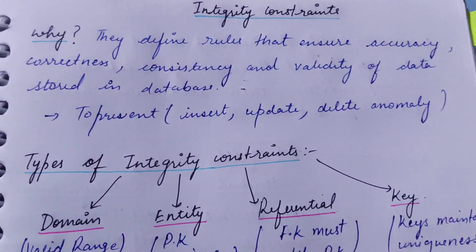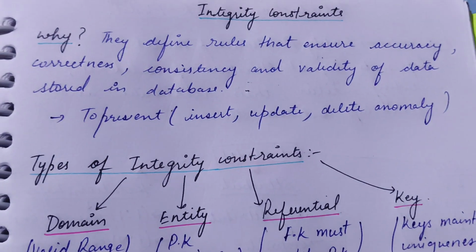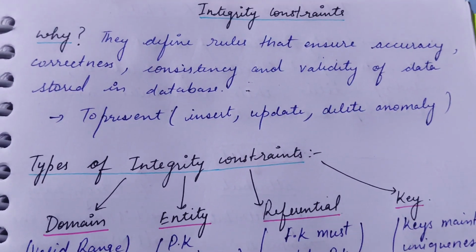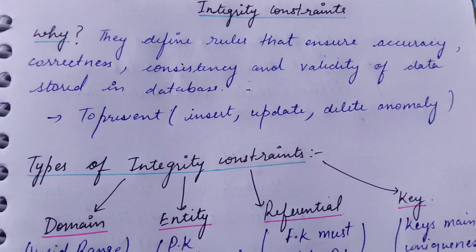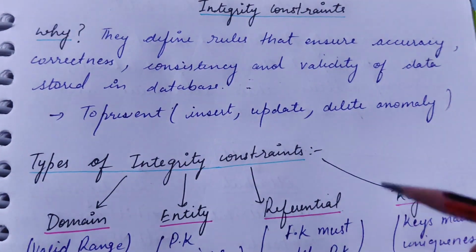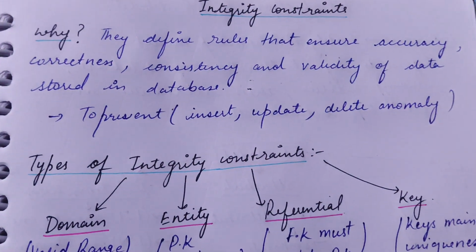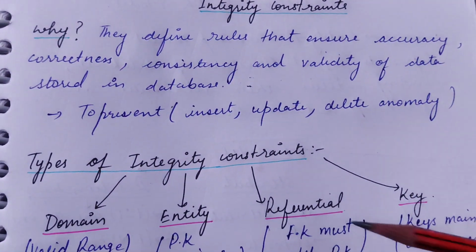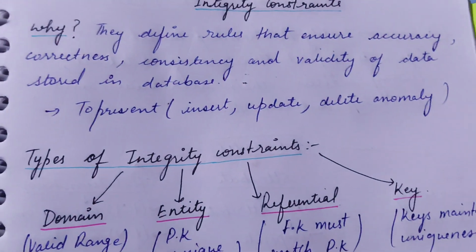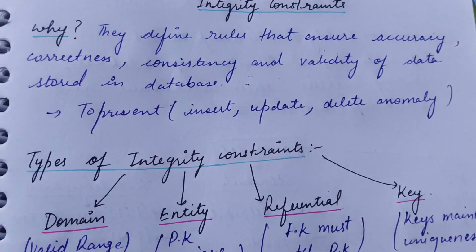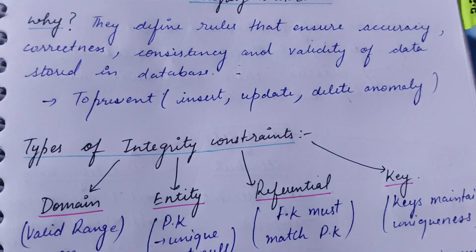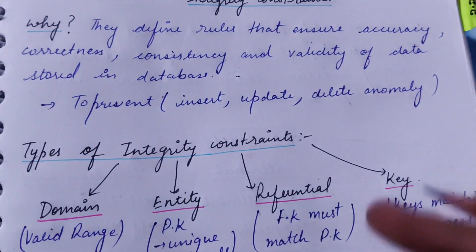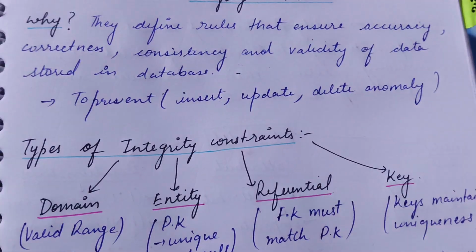So now we will cover the topic integrity constraints. So what are integrity constraints? Basically, they define rules that ensure accuracy, meaning they are certain rules through which we can insert, update or delete our data, so that the database may have valid data and consistency throughout the DBMS. So they define the rules that ensure correctness and provide consistency throughout.